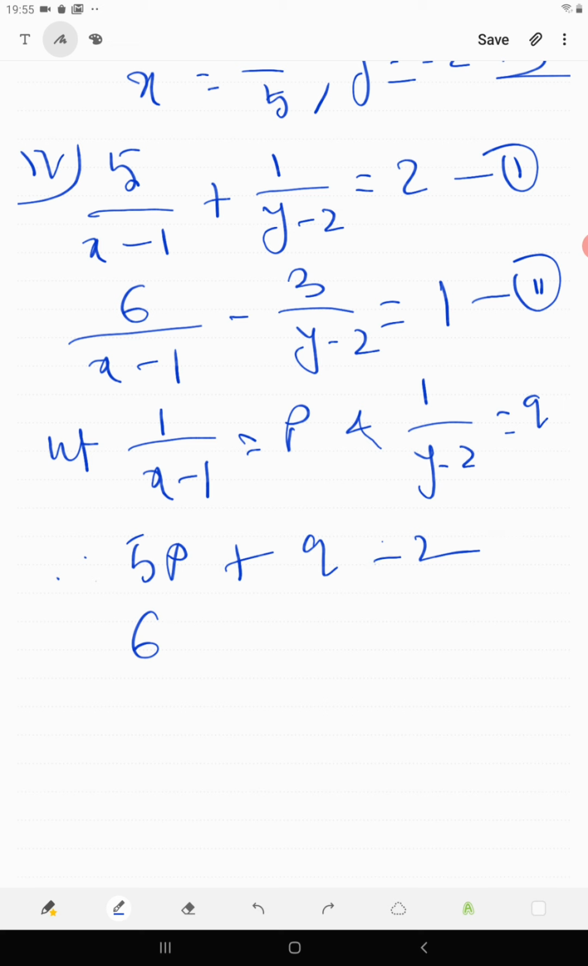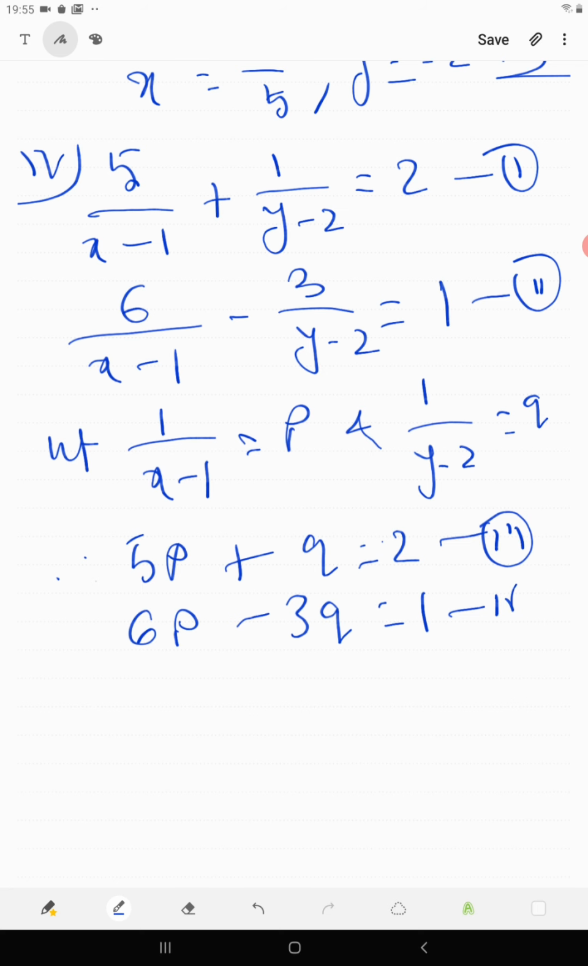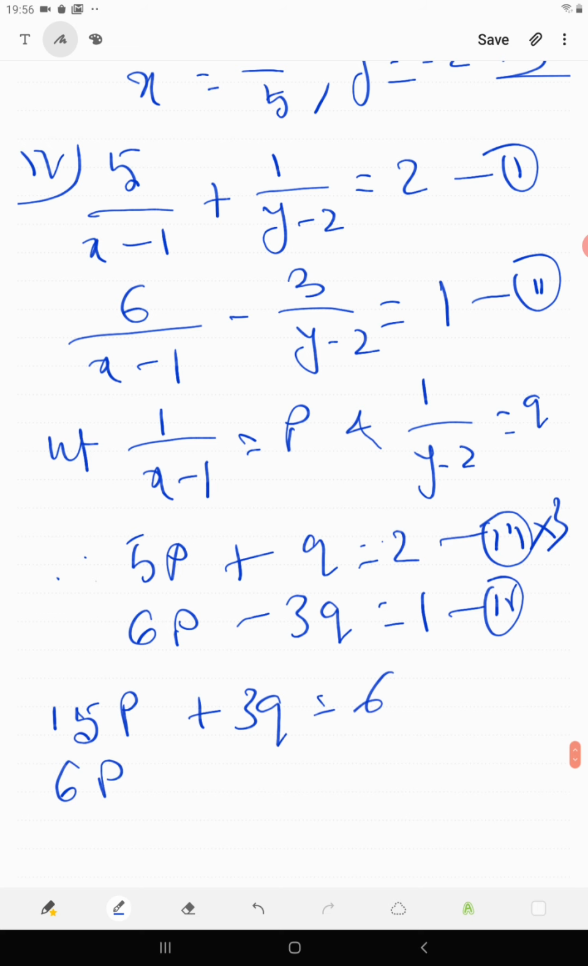So 5p plus q equals 2. This is equation 1. And 6p minus 3q equals 1. This is equation 3. This is equation 4. Now multiply equation 3 with 3. What we will get is 15p plus 3q equals 6 and 6p minus 3q equals 1.